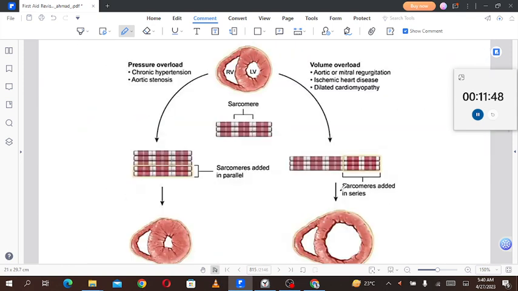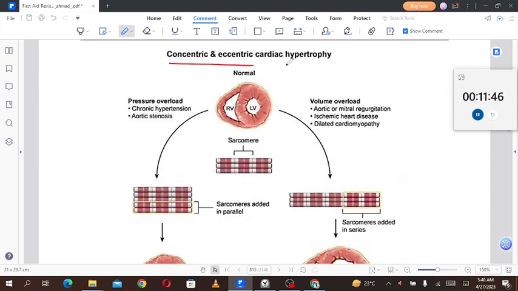Okay, now let's see this picture. The concept of concentric and eccentric cardiac hypertrophy, this is normal. Like normally the right ventricle is thinner in comparison to the left ventricle.